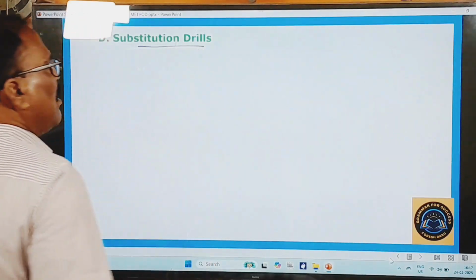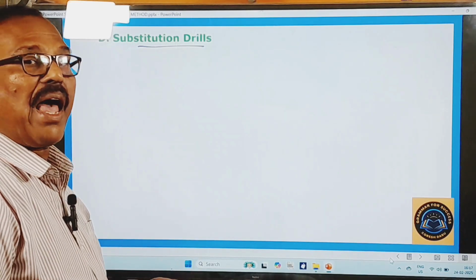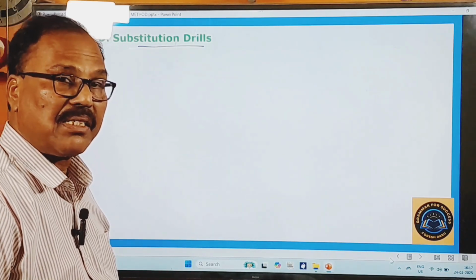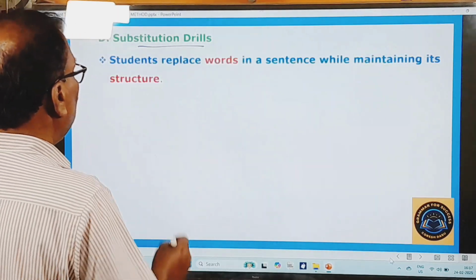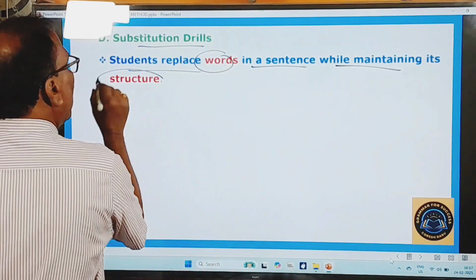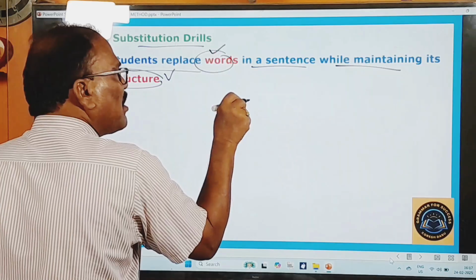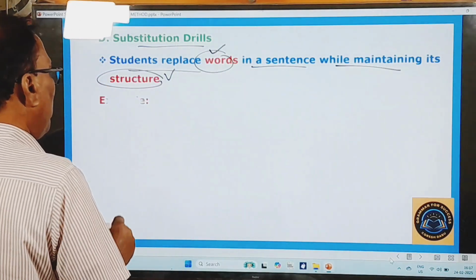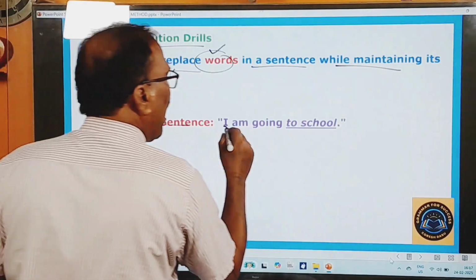Substitution drills are there. Substitution drills are also very important. This is also a very wonderful activity taken up by the teachers in the bilingual method classroom. What are substitution drills? Students replace words in a sentence while maintaining its structure. They maintain the structure, but they keep on changing the words in that particular sentence. How? Let me give you one example to make you understand. The original sentence is: I am going to school.